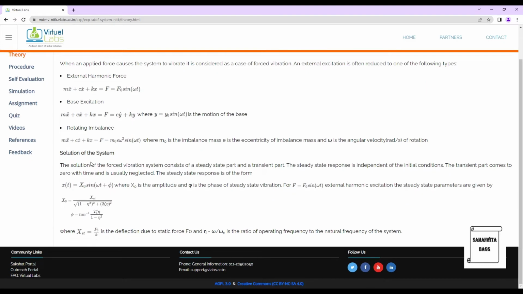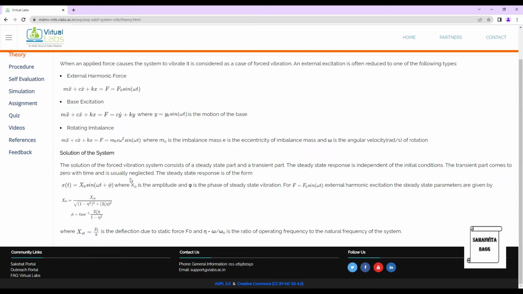Next, we'll talk about the solution of these kind of equations. The solution of the forced vibration system consists of a steady part and a transient part. Steady part means it comes to a halt soon. Transient means it comes to a halt over a period of time. The steady state response is independent of initial conditions. The transient part comes to zero with time, as I just told you, and is usually neglected.